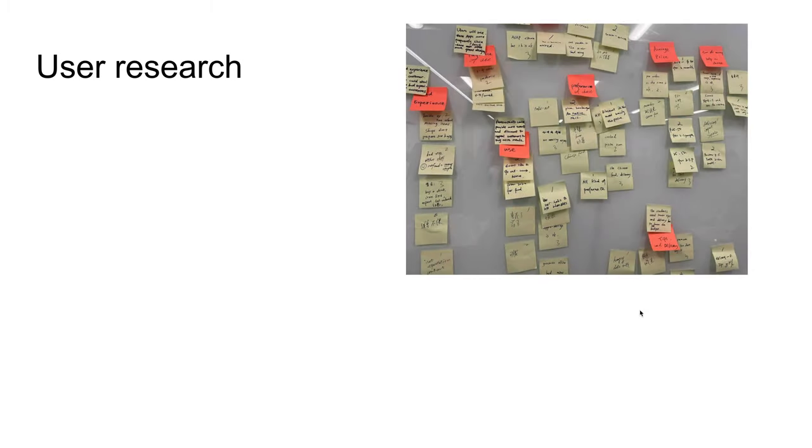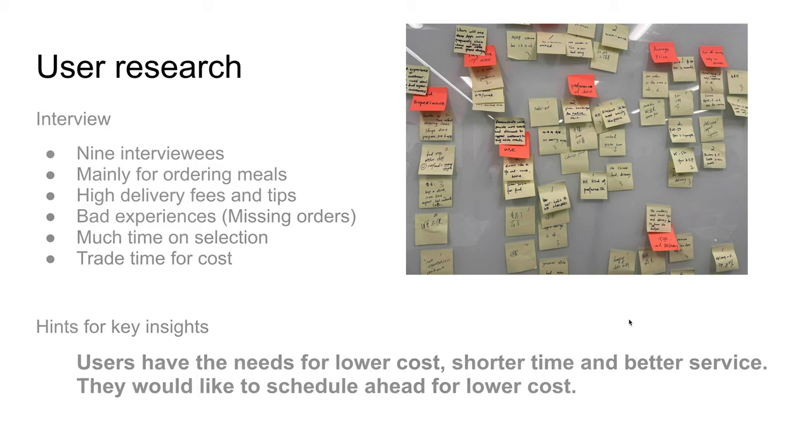For the user research, we conducted 9 interviews and found some common patterns from them. Most of them mentioned issues like high delivery fees, and sometimes they have bad experiences with delivery. Also, sometimes they spend much time selecting what to eat. These are all very common issues the users meet. From this research data, we found the users need lower costs, shorter time, and better service. These are some hints for our key insights.